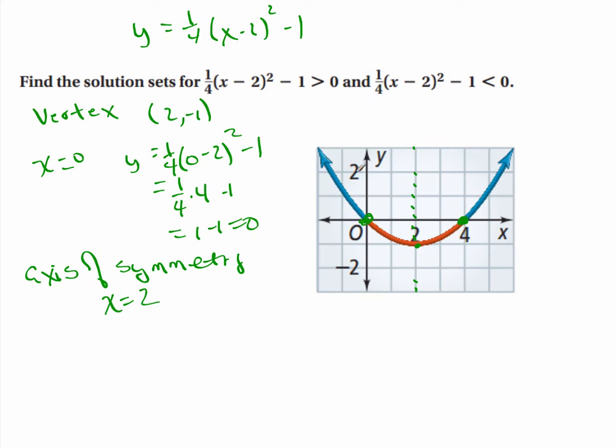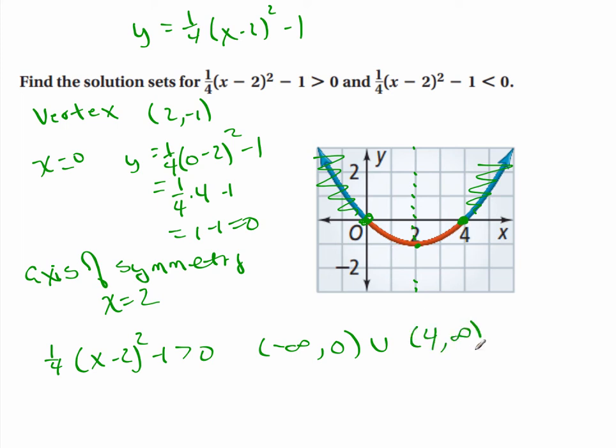So the answer to the question, when is this inequality greater than 0? Well, this is greater than 0 whenever the quadratic is greater than 0. So the first one will be x, let me write it this way, when x is from -infinity to 0. And we're not going to include the endpoints because it's not equal to. And then from 4 to infinity.